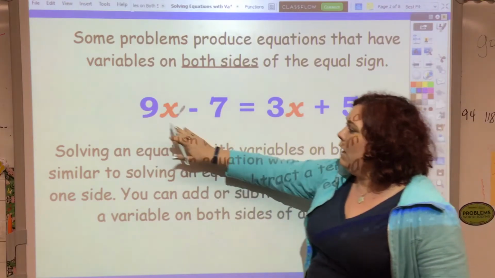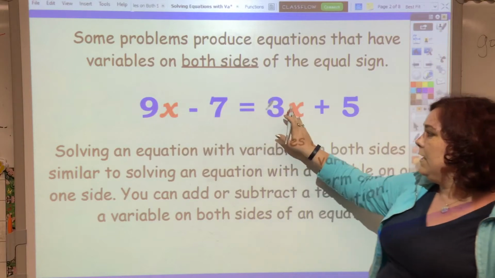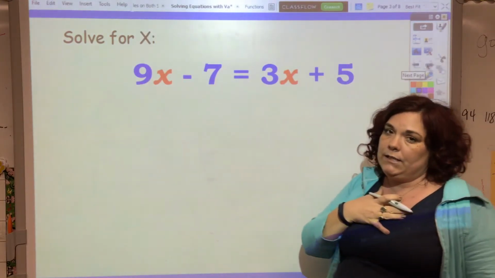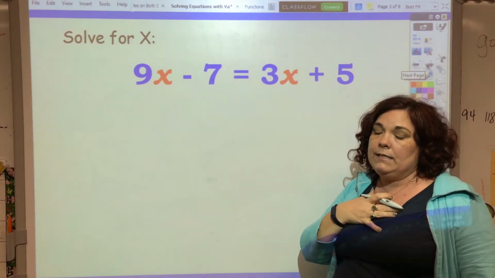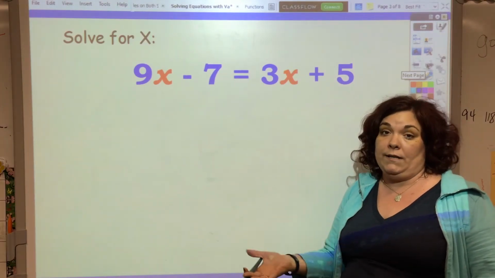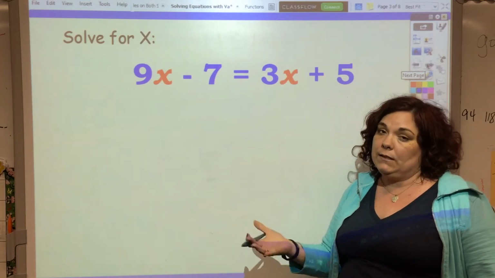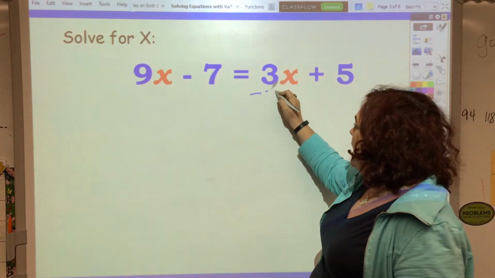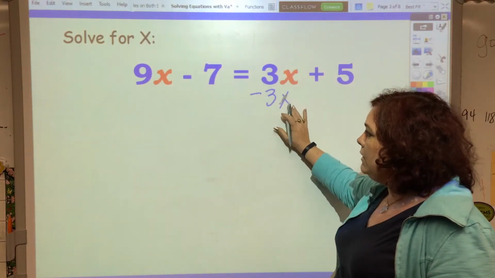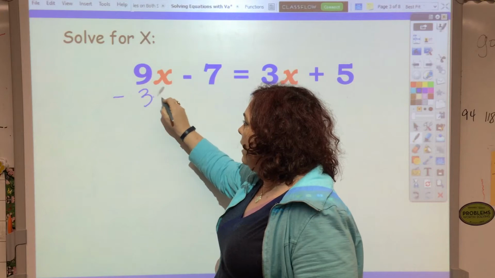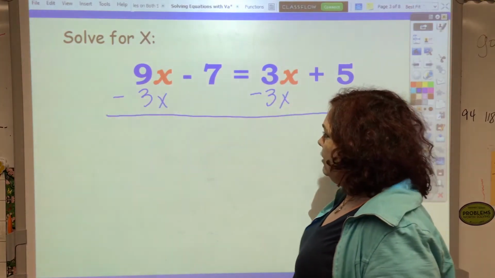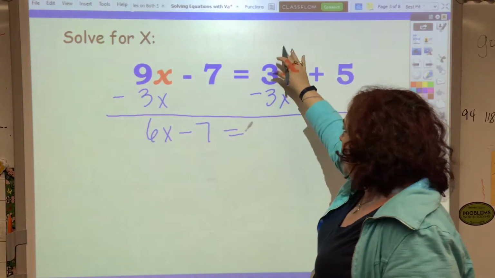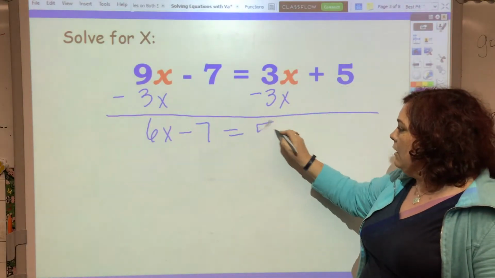So we've got 9x minus 7 equals 3x plus 5. And that's what we're looking to solve. So what I like to do, I like to try to keep my variables positive because it seems like there's less mistakes made. So I'm going to take 3x from this side. Well, whatever I do to this side, I have to do to this side. The rules of equations remain the same. So I have 6x minus 7 equals, this cancels out, and it equals 5.